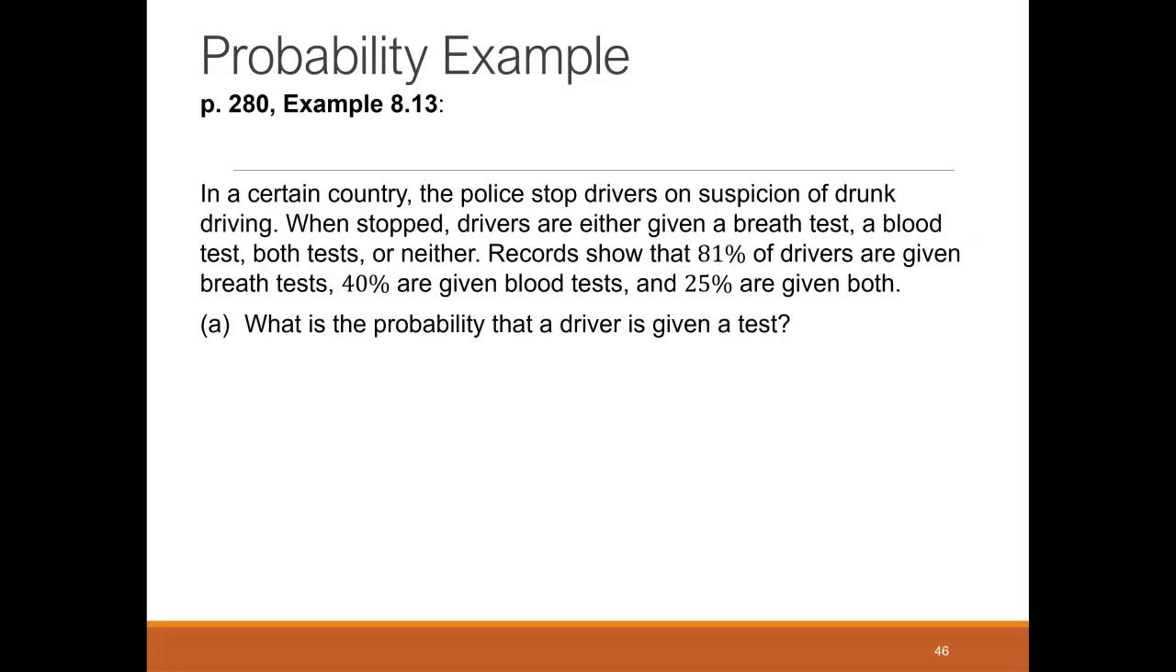All right, in a certain country, the police stop drivers on suspicion of drunk driving. When stopped, the drivers are either given a breath test, a blood test, or both, or neither. Records show that 81% of drivers are given a breath test, 40% are given a blood test, 25% are given both. What is the probability that a driver is given a test?